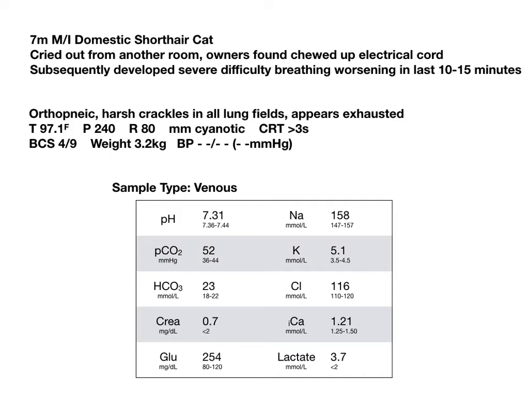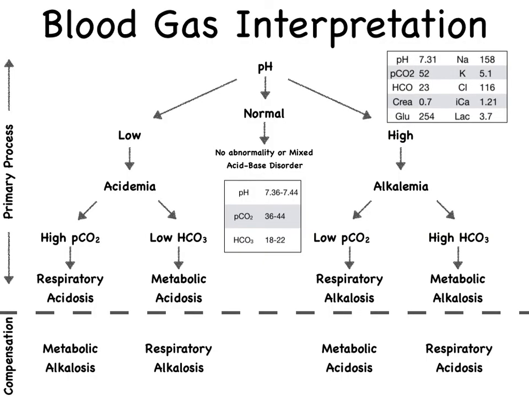So, here's what we've got. And the first step, as always, is to see if you have an arterial or a venous sample. This one's venous, so we can go straight on to our acid-base analysis. The first step is to evaluate the pH. This cat's pH is 7.31, pretty low, so this is an acidemia.